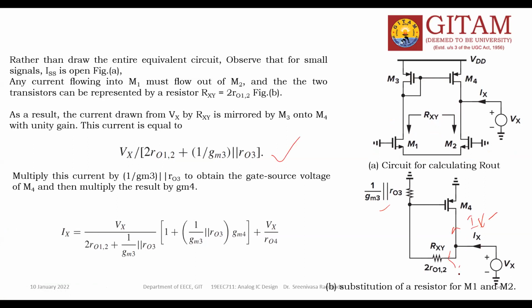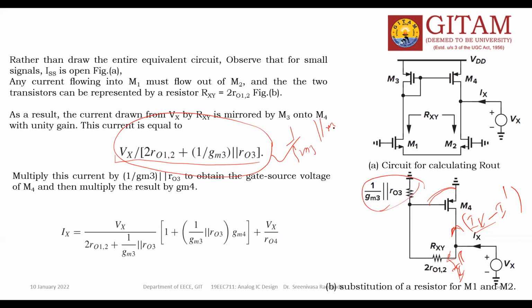I can say this is the I dash, and this side current is, okay. So this is the I dash, and this is Ix minus I dash. This is the Ix current, and VGS is the voltage at this point, this current multiplied with this resistor. That means 1 by GM3 is parallel with R03.